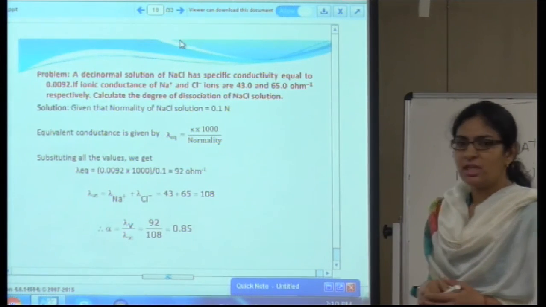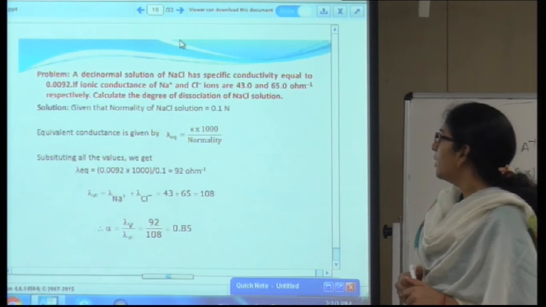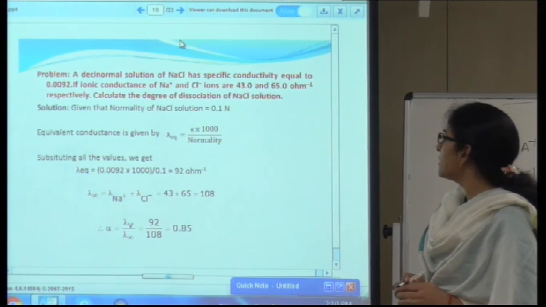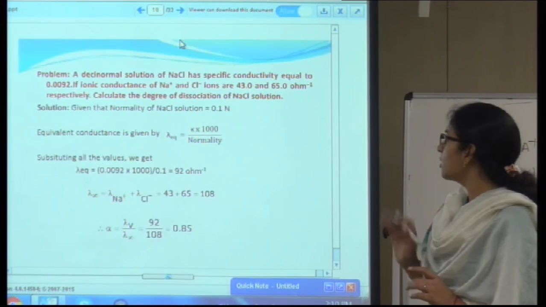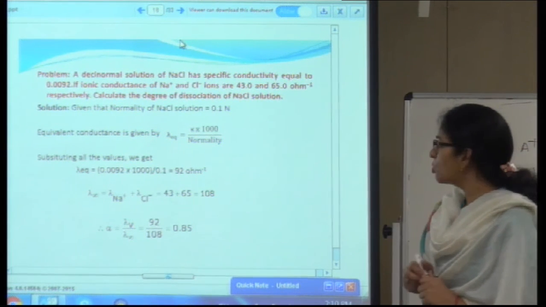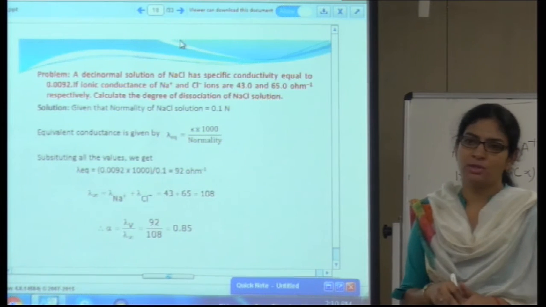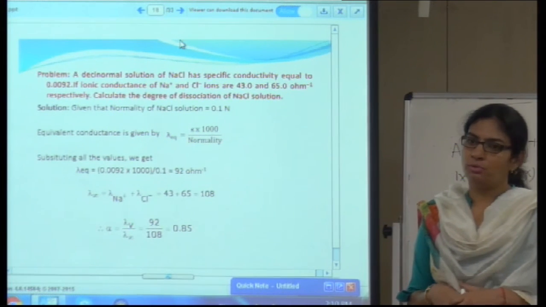See, this is a very simple example wherein a decinormal solution of NaCl has a specific conductance equal to this, and then the ionic conductance of individual ions are also given to you. You have to calculate the degree of dissociation. This is one example of your Kohlrausch law.